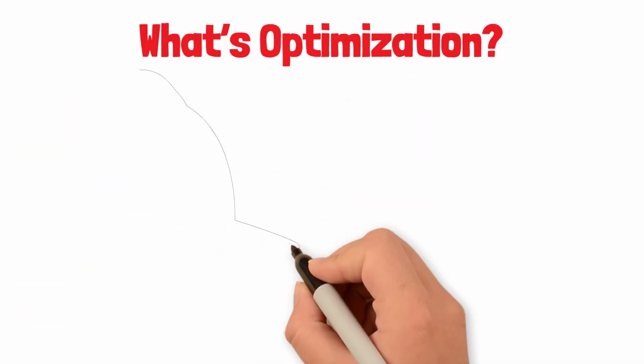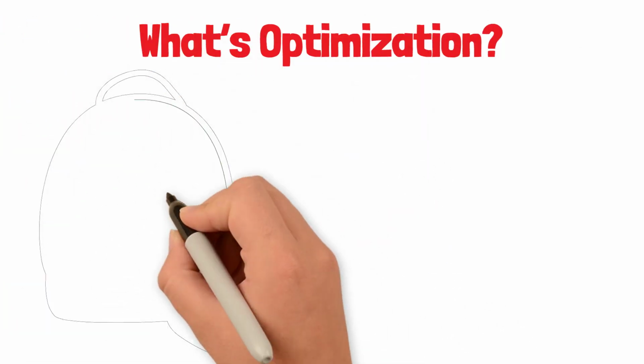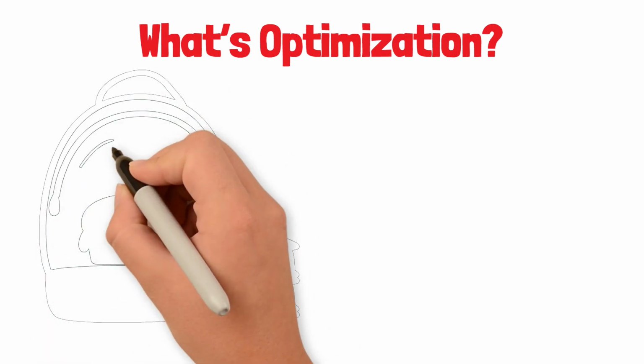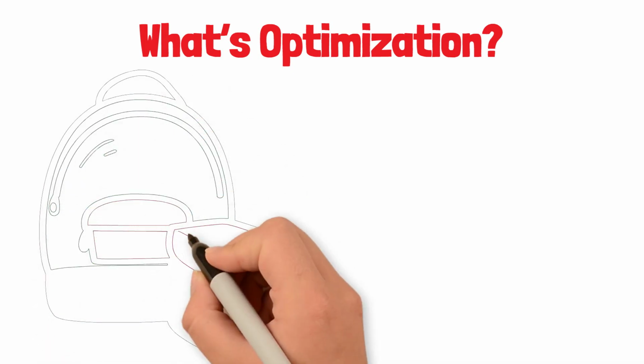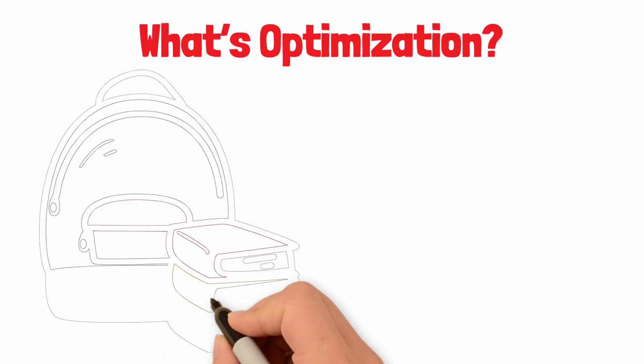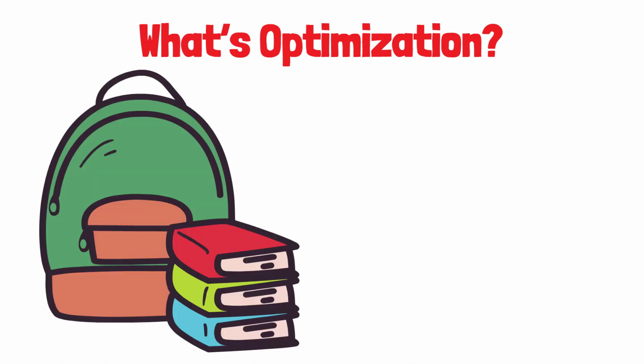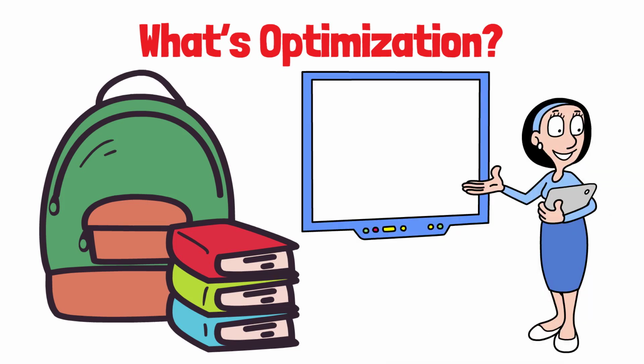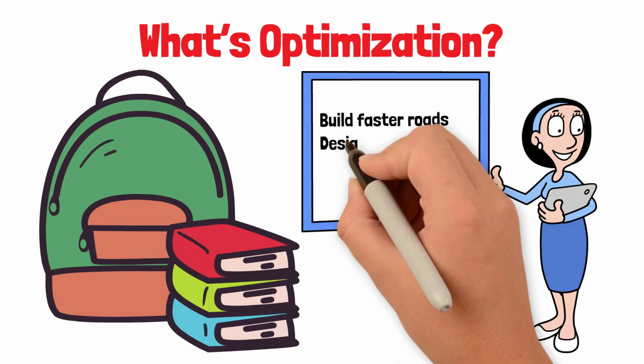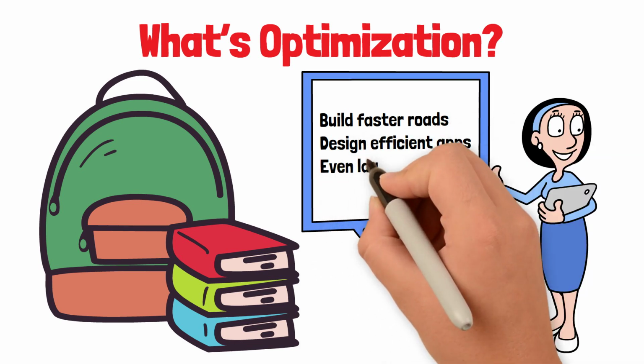What's optimization? Let's say you want to pack your school bag, but it can't fit everything, just the most important books. You'll have to choose the best combo, the lightest and most useful ones. That's called optimization, finding the best solution among many. Engineers use it to build faster roads, design efficient apps, even launch rockets.